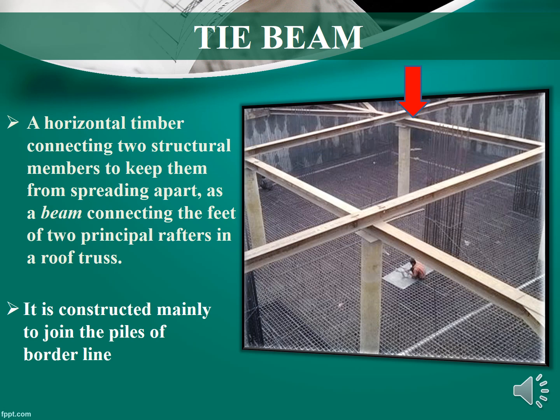First is the tie beam, we'll discuss. But these posts are there. These are known as king posts, to prevent the spreading of beams. So the tie beam is used for connecting the structural members like the main beam, and this is a steel beam, or it may be wooden beams. It is constructed mainly to join the piles of border lines.